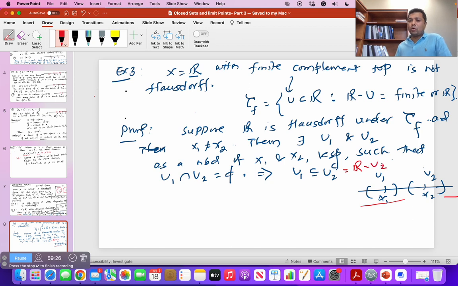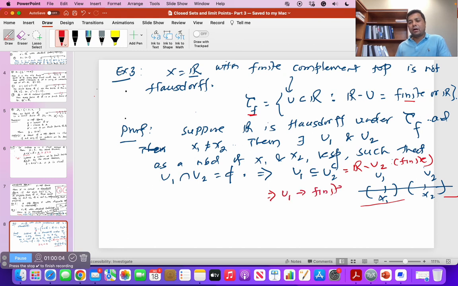Since u2 is an open set, by the definition of finite complement topology, u2 is in tau f, that means if u2 is an open set, then it is in the topology. If u2 is in the topology, then the complement of u2 has to be finite, or R. It cannot be the whole thing R, so it has to be finite. So this complement is finite. So u1 is a subset of a finite set. If u1 is a subset of a finite set, then u1 has to be finite.